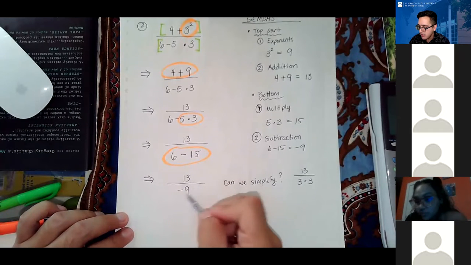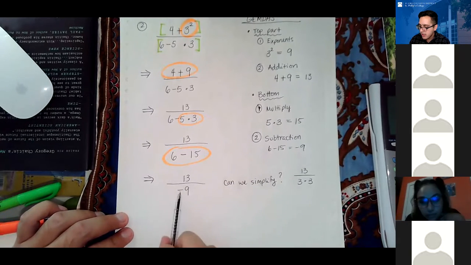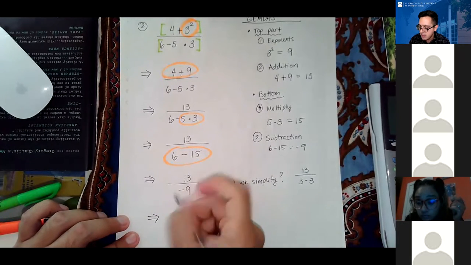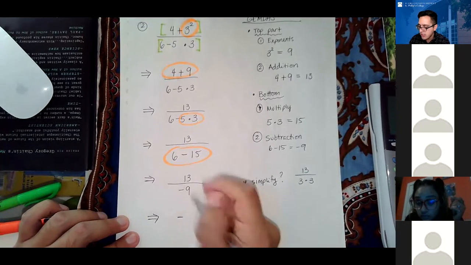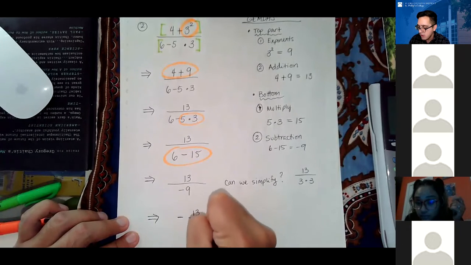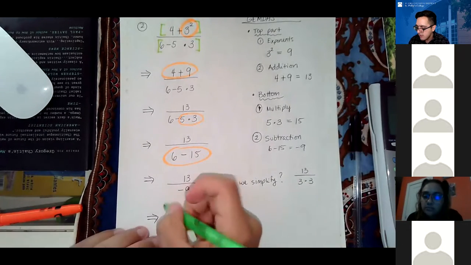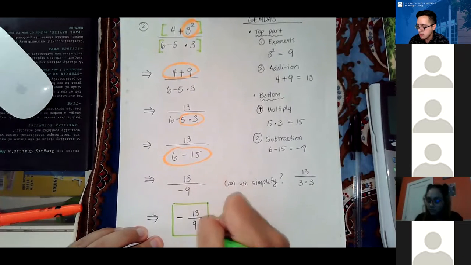One note about this answer, though: it doesn't matter where this negative sign is when you have a positive number divided by a negative number. So instead of having it on the bottom of the fraction, it is customary to put that negative in front of the fraction and just call this 13 over 9. So negative 13 over 9 will be the final answer. We have simplified our expression.